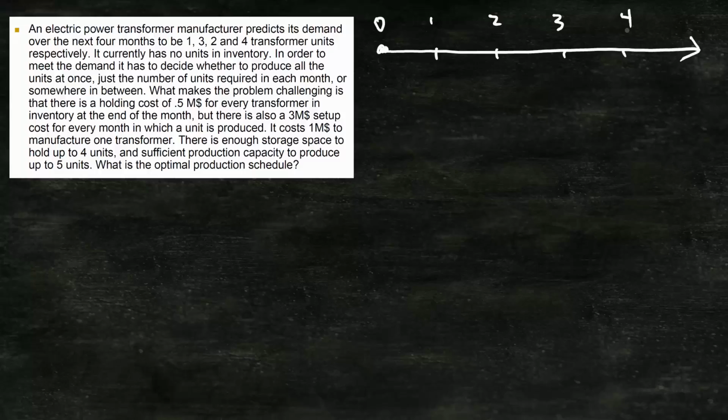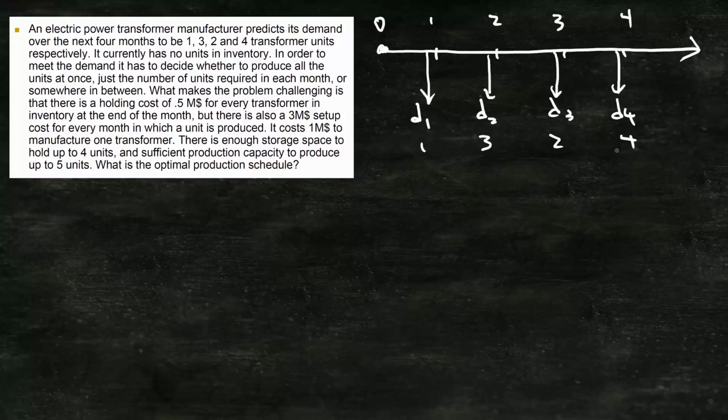And what is happening? There's going to be a certain amount of production. Currently it has no units in inventory. In order to meet the demand, it has to decide whether to produce all the units at once, just the number of units required each month, or somewhere in between. Let's think about that a moment. So we have a demand. We don't know when in the month that demand is going to come, but let's assume that it comes somewhere near the end. So there's a withdrawal. Let's designate this as D1, the demand in month 1, D2, D3, D4, and the numbers are 1, 3, 2, and 4.